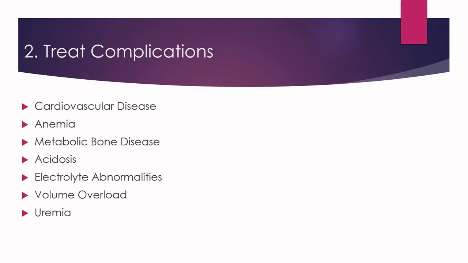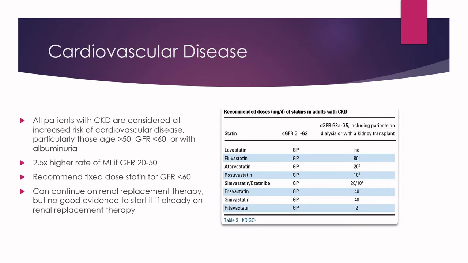The second part of managing chronic kidney disease is treating complications associated with CKD. This includes cardiovascular disease risk reduction, anemia, metabolic bone disease, acidosis, electrolyte abnormalities, volume overload, and uremia. All patients with CKD are considered at increased risk of cardiovascular disease, particularly those aged greater than 50, with a GFR below 60, or with albuminuria.